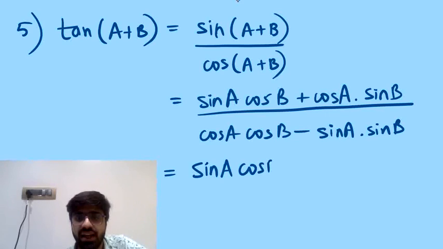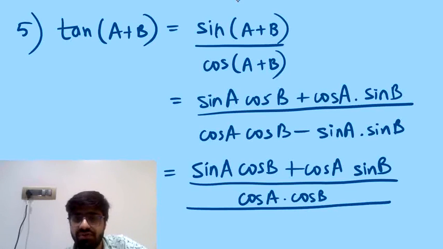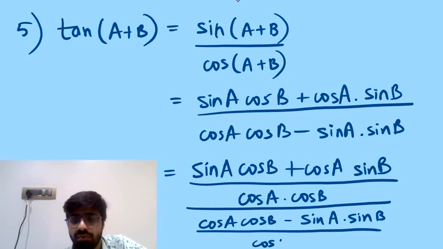So we will have sine A cos B plus cos A sine B, the whole divided by cos A cos B, and then in the denominator we will have cos A cos B minus sine A sine B upon cos A cos B.